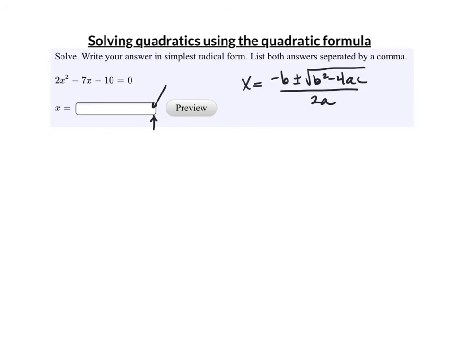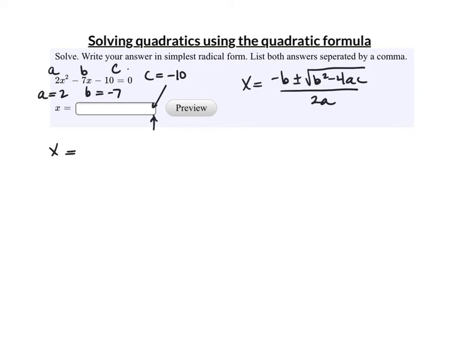negative b plus or minus the square root of b squared minus 4ac all over 2a. You can Google quadratic formula, and there's music videos just for fun if you're curious sometime. But we just plug in our numbers, the opposite of b. So there's my a and my b and my c. So a is 2, b is negative 7, and c is negative 10.